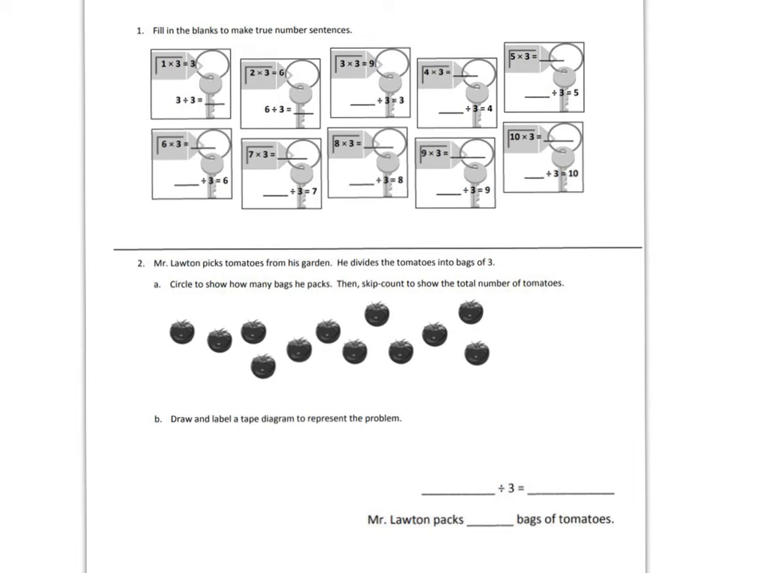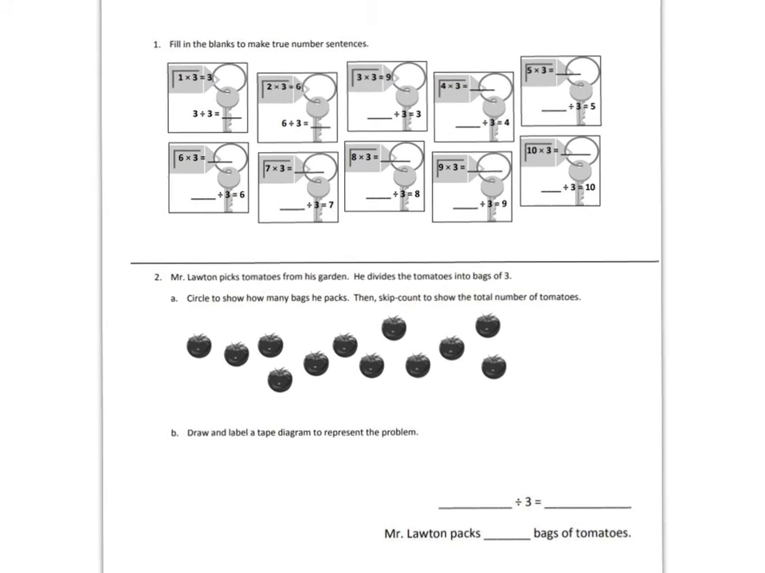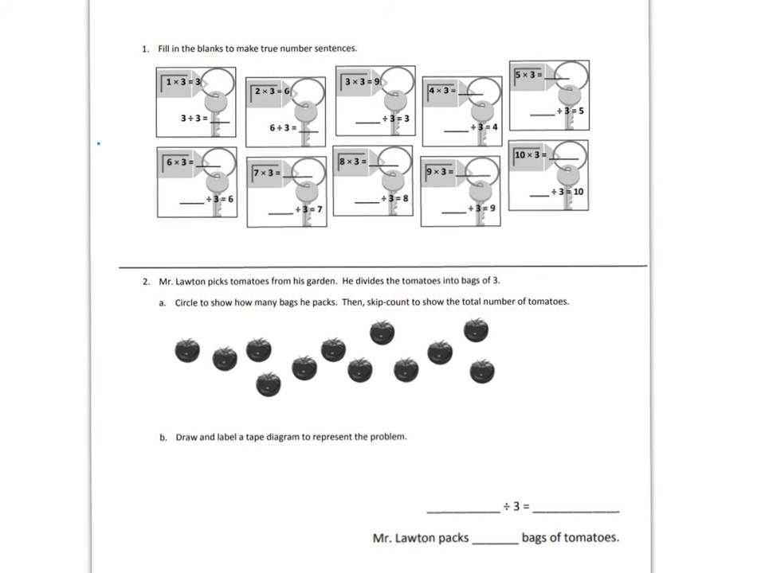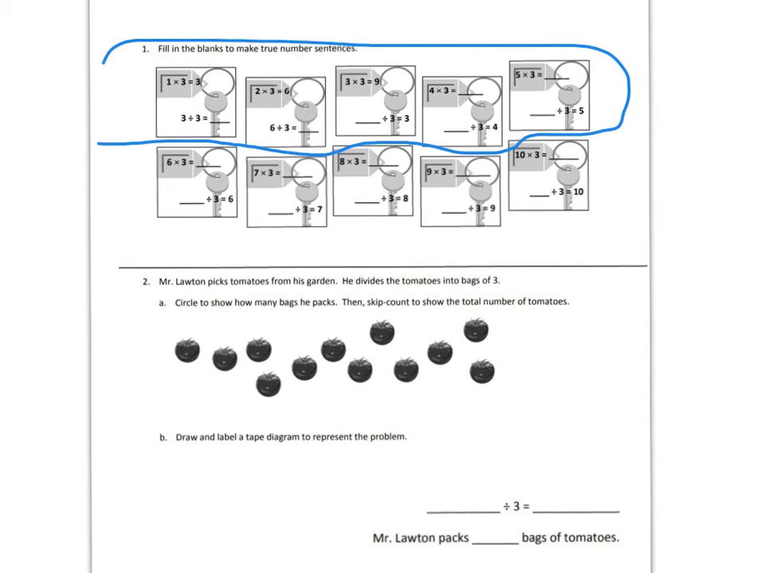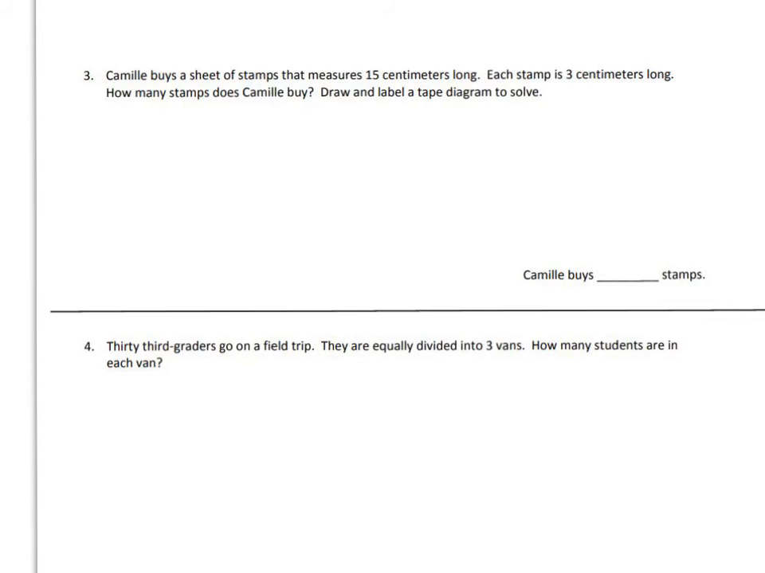In the problem set, I only want you to complete this first row right here. You're only going to complete this first row, the top row. I'm not going to have you do number 2. We're going to skip over number 2. Go ahead and turn your page over to the second page of the problem set. On the second page of the problem set, you are only doing numbers 3 and 4.